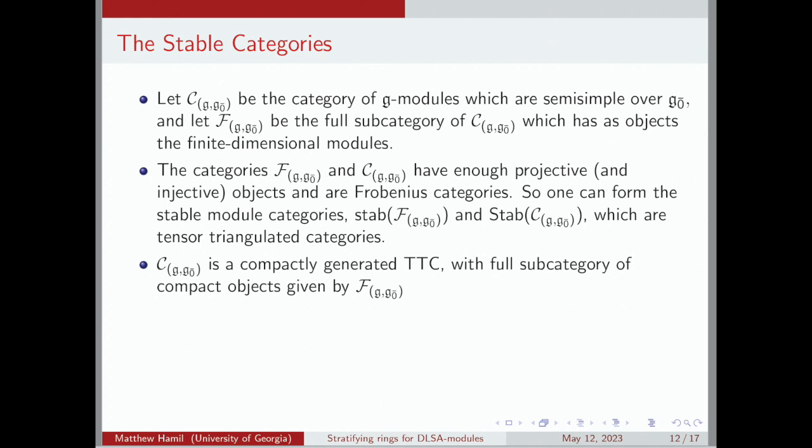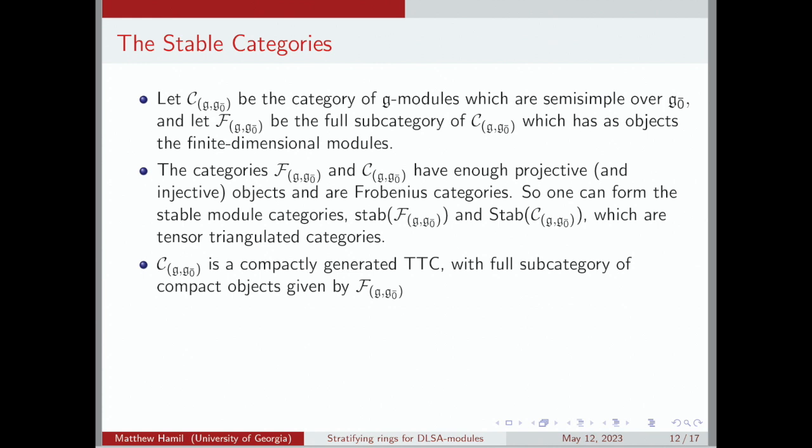Now I want to define the stable categories. We call C(g,G_0) the category of g-modules or supermodules which are semisimple over G_0. And then F(g,G_0) is going to be the full subcategory of C(g,G_0) where the objects are the finite dimensional modules. Both of these categories have enough projectives, and they're Frobenius, so we can form the stable module categories, stab F(g,G_0) and stab C(g,G_0). And these are actually TTCs.